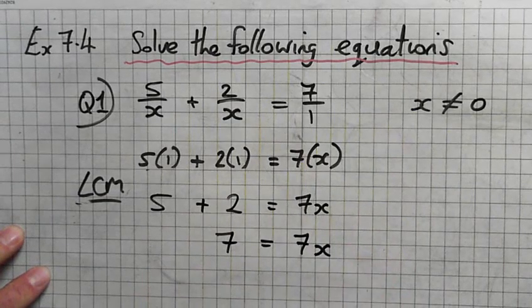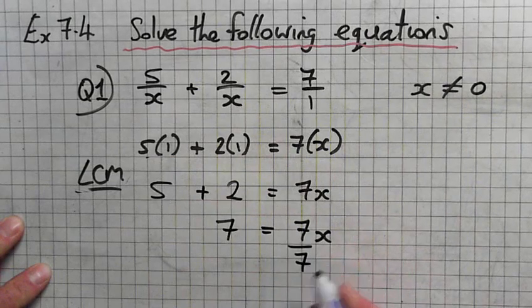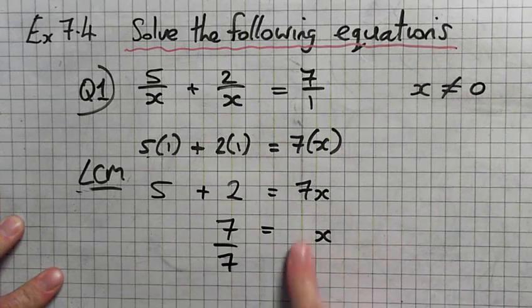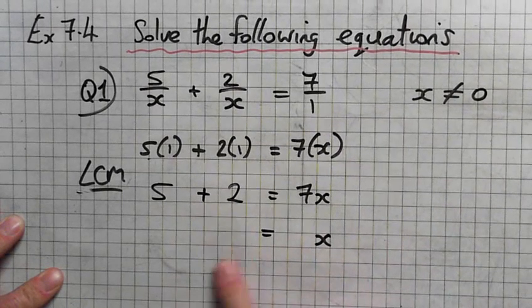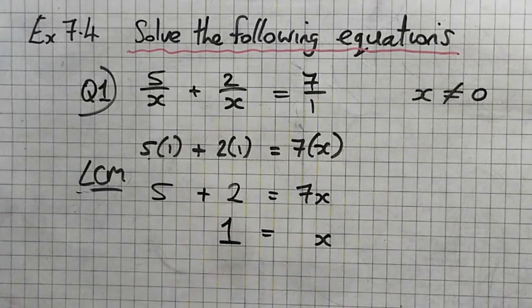What do I divide both sides by? The number in front of the x. 7 divided by 7 is 1x. 7 divided by 7 is 1. So you're right in the beginning. The answer x is equal to 1.